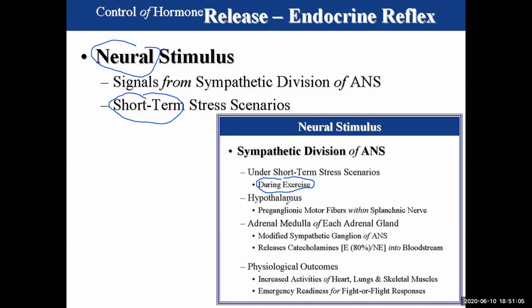Since we have preganglionic neurons, as you will learn in the nervous system, there should be a postganglionic neuron. In the adrenal medulla, there are no postganglionic neurons. Instead there are chromaffin cells, so we call it a modified ganglion. The adrenal medulla is an example of a modified ganglion, containing chromaffin cells instead of postganglionic neurons. The chromaffin cells produce and release catecholamines into the bloodstream. E stands for epinephrine, NE stands for norepinephrine, 80% of which is epinephrine and 20% norepinephrine.